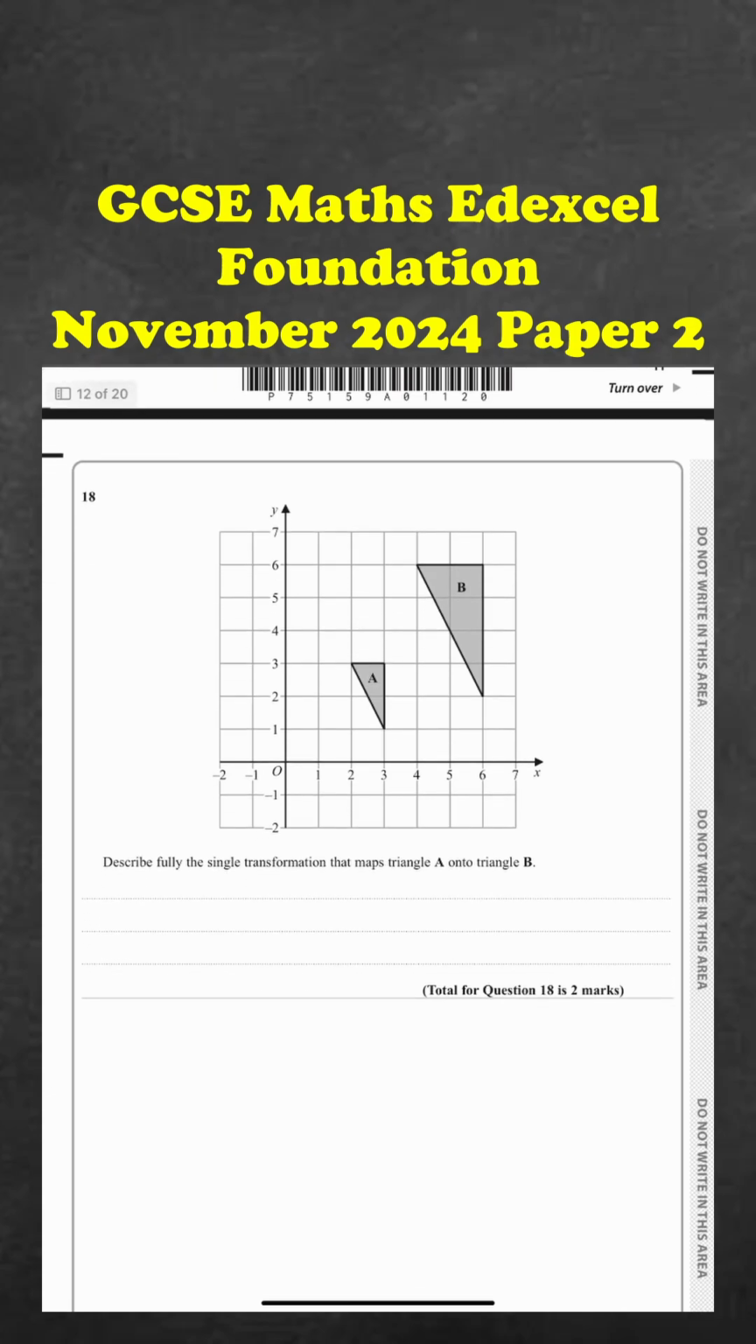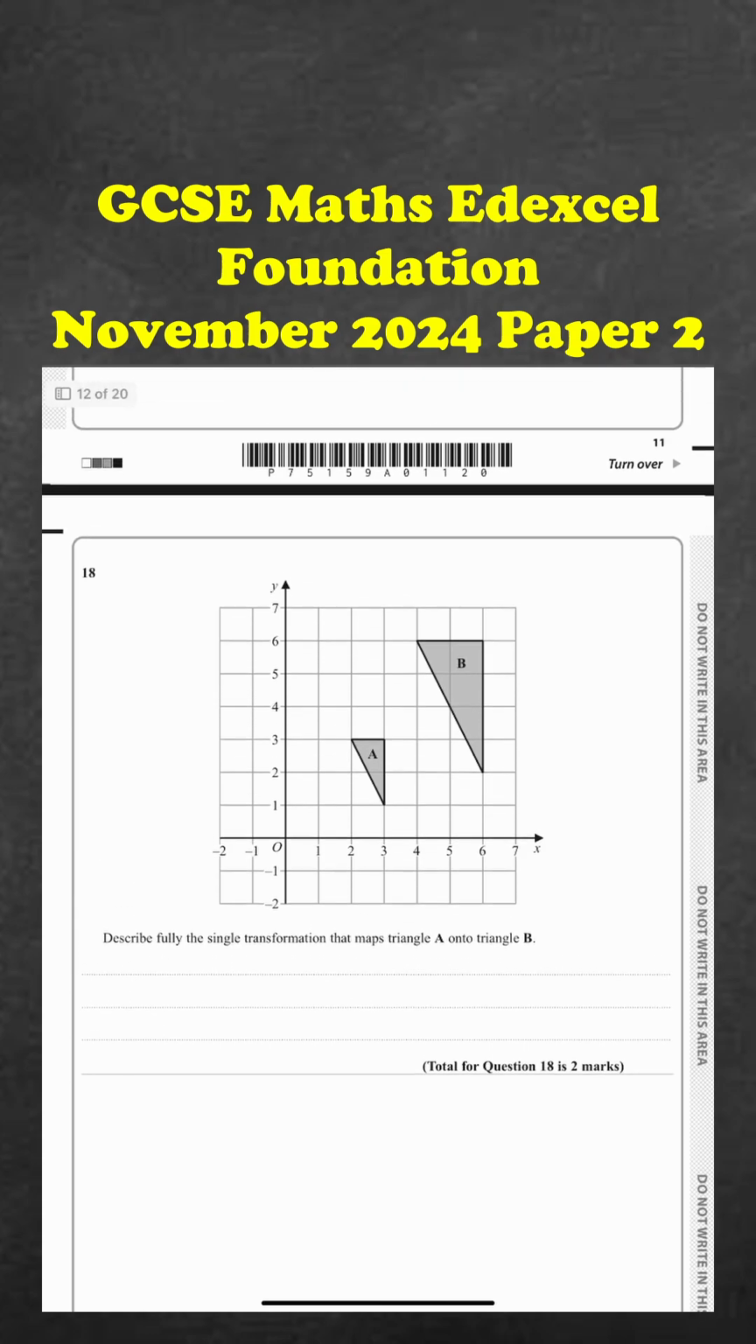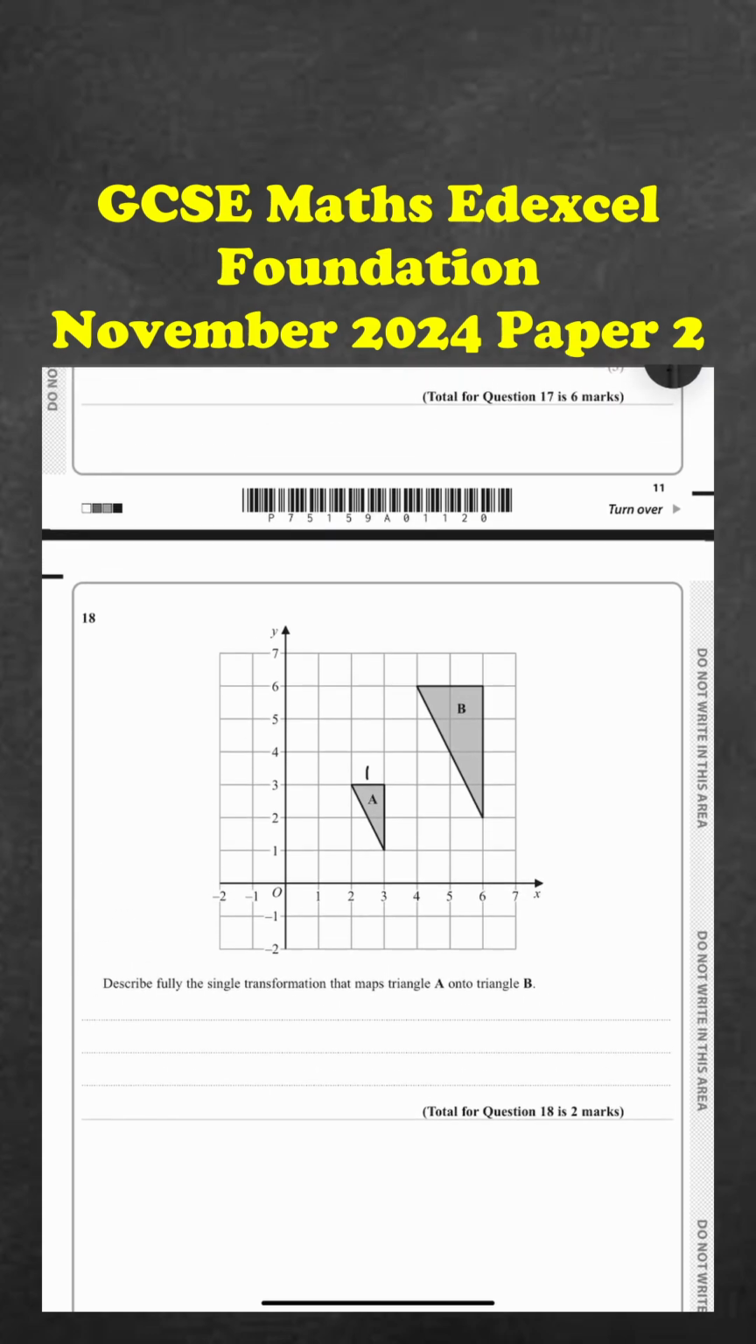Question 18. Describe fully the single transformation that maps triangle A onto triangle B. Well, we can straight away see this is an enlargement. It's gone from a width of 1 here, and a height of 2, to a width of 2 and a height of 4. So it is an enlargement. Apologies about my handwriting. Scale factor 2.